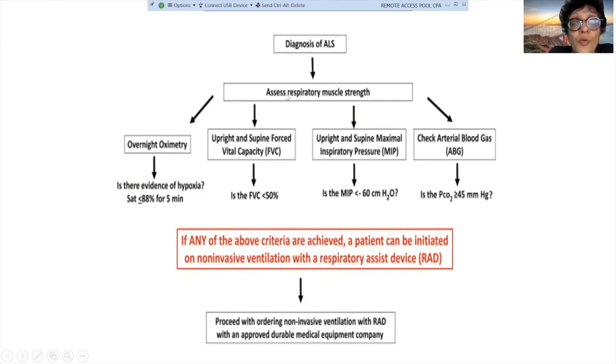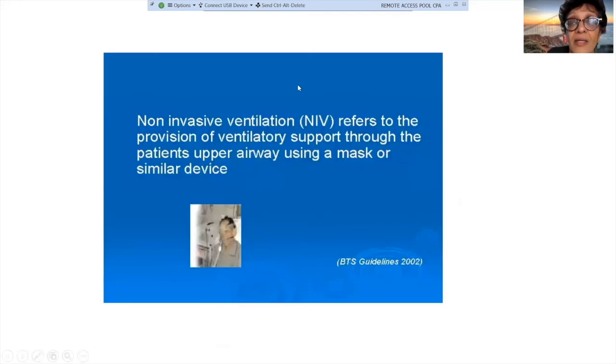But what we normally do, which is relatively easy to do when patients come to the clinic, is measure the forced vital capacity, measure the negative inspiratory force or the maximal inspiratory pressure, and measure their cough peak expiratory flow rate. Then if they satisfy the criteria, we initiate them on non-invasive ventilation using a respiratory assist device. So what is non-invasive ventilation? Non-invasive ventilation refers to the provision of ventilatory support through the patient's upper airway using a mask or a similar device.